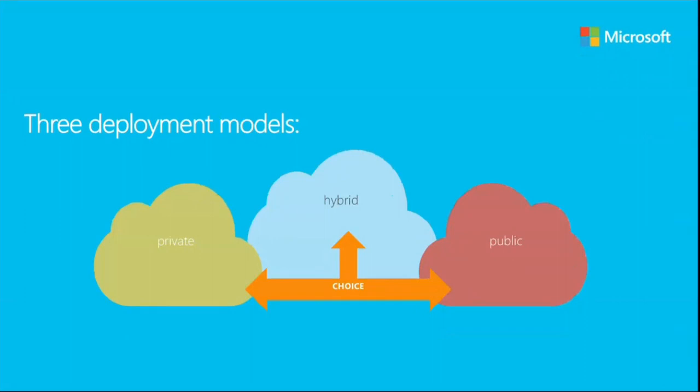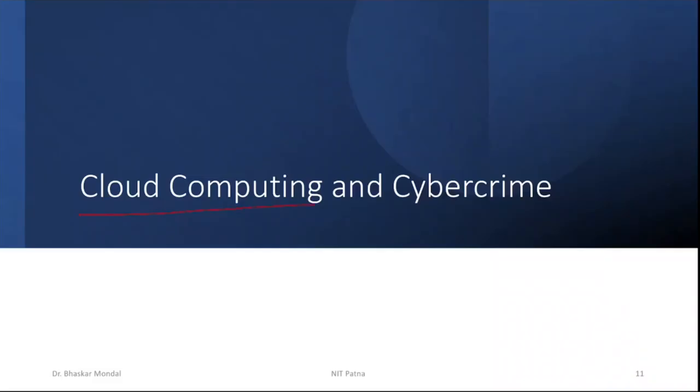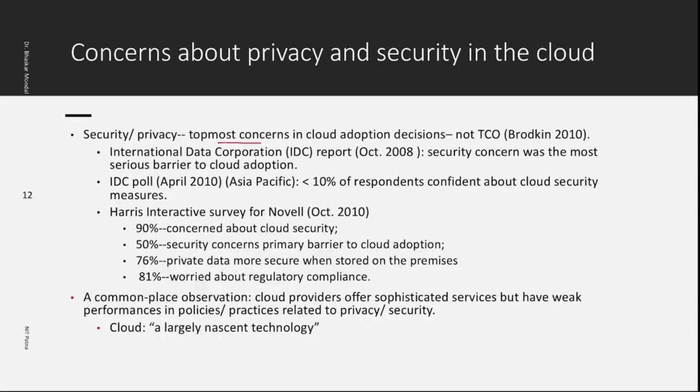So now cloud computing and cybercrime. Now, concerns about privacy and security in cloud. The first one is security. Security and privacy is the topmost concern in cloud adoption decisions. Okay, so definitely you can understand that when the question of adoption of cloud comes, many questions regarding security and privacy come first.